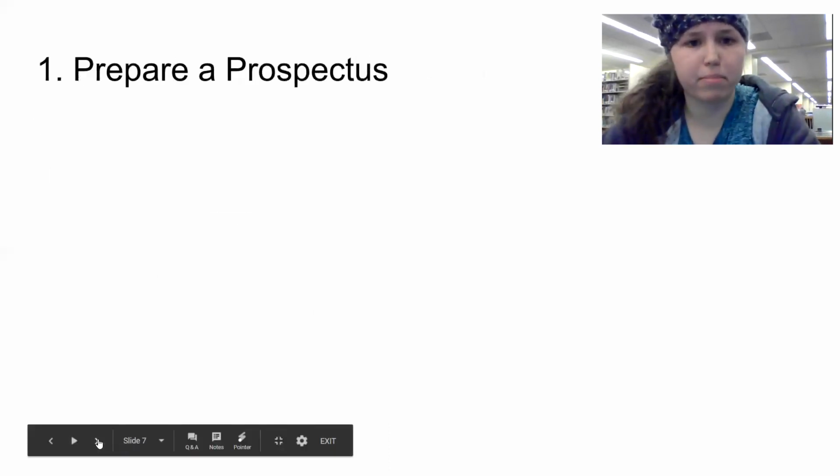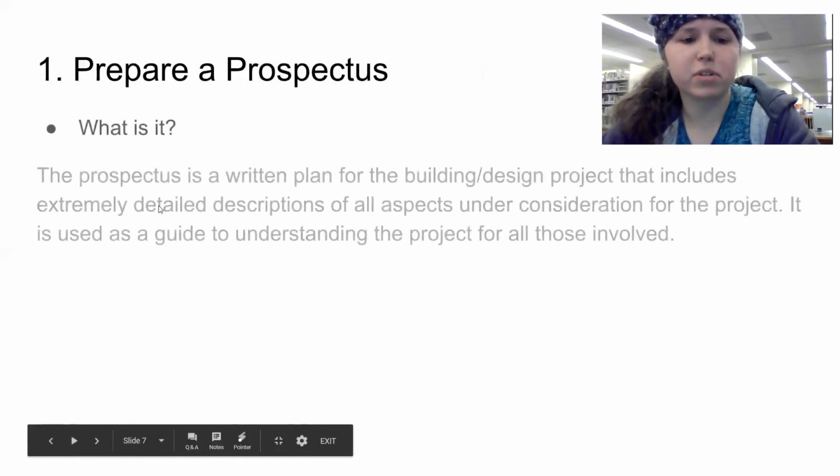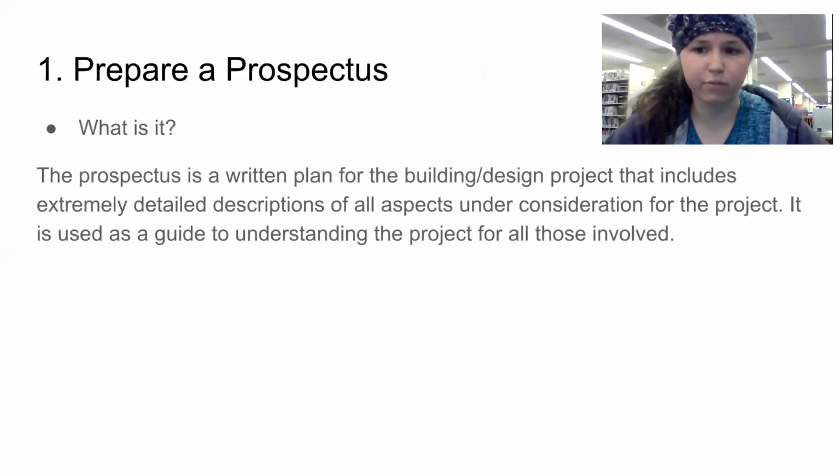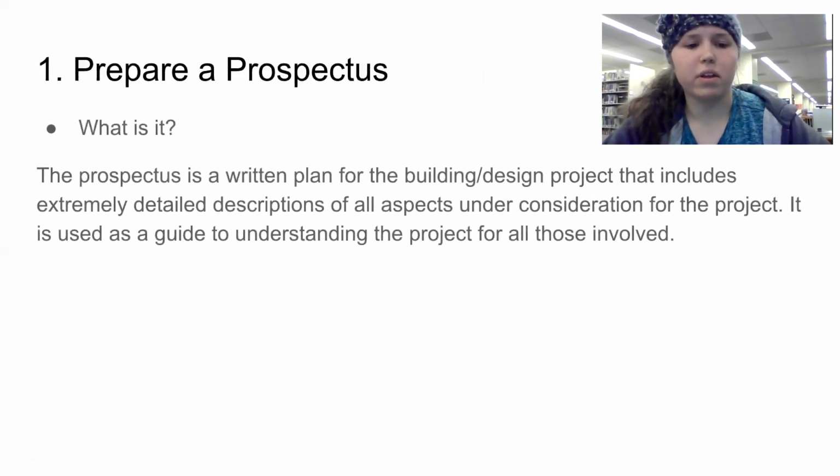So first you're going to prepare the prospectus. So what is a prospectus? The prospectus is a written plan for your project, whether that's the building or the design, which includes really detailed descriptions of all aspects under consideration for your project. So the prospectus is used as a guide to understanding the project for all those involved. So everyone can have a guide to be like, okay, this is what the project is, this is what we're doing.